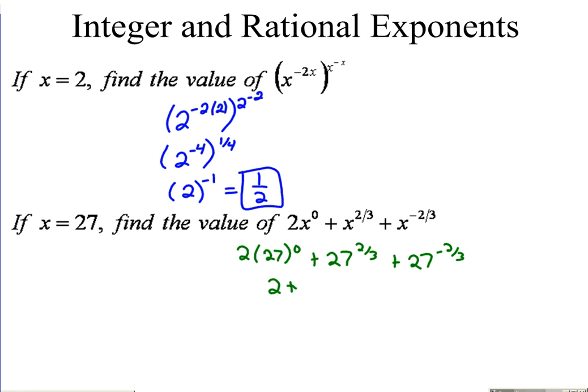In your calculator, do 27 to the 2/3 power. That's 9. Punch into your calculator 27 to the negative 2/3 power, and that is 1/9. Add all this up now in your calculator. 2 plus 9 plus 1/9. Leave as a fraction. You should get 100 over 9.